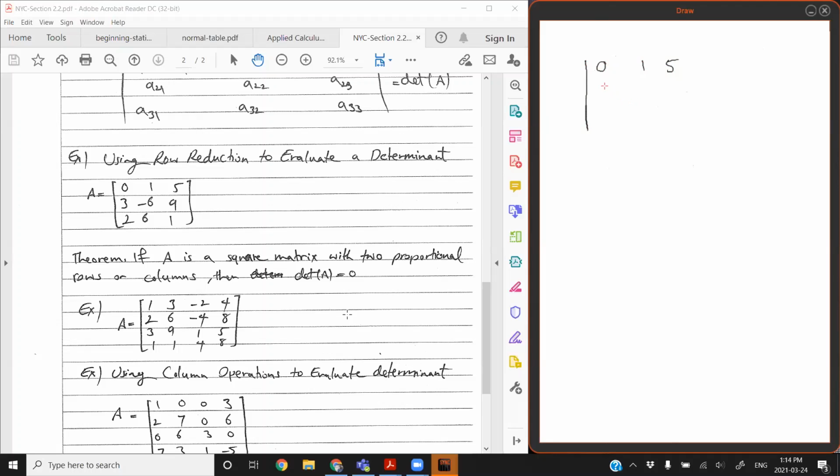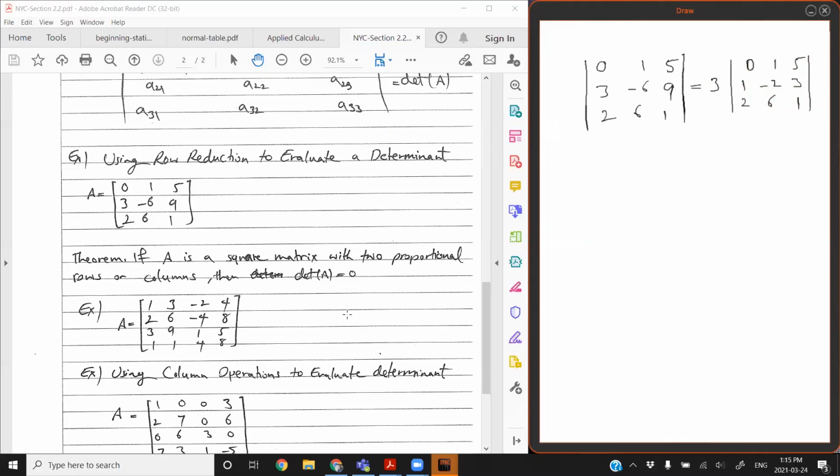So I'm trying to figure out the determinant of this matrix. Okay, by looking at these numbers, the first thing that I notice is in the second row, there is a common factor of 3. So I can factor it out. 1, minus 2, 3, 2, 6, 1. Okay, the next thing I can do is swap the first row and the second row to have a 1 on top.